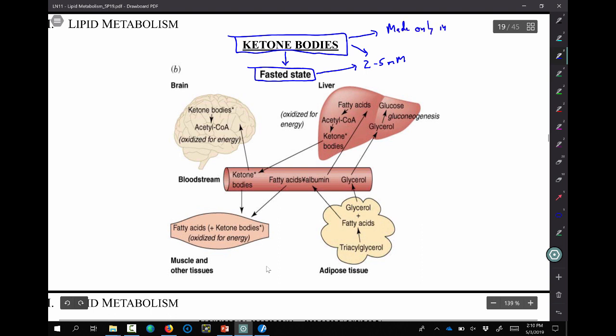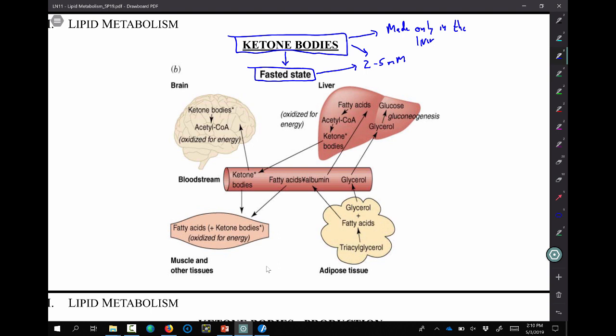Now, these are produced only in the liver. However, the liver cannot use them as a fuel source. So the liver makes them and then immediately excretes them. The liver can't use them, and we'll look at why that's the case in a little bit.